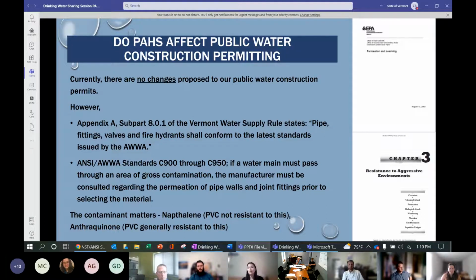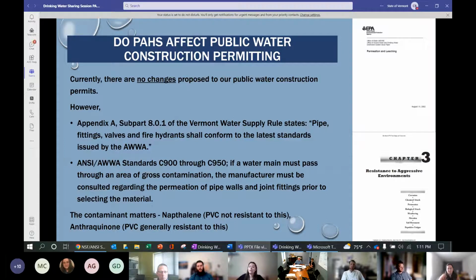However, you still need to follow AWWA standards, and the AWWA standards call out that if you need to pass through an area of gross contamination, you need to consult with the manufacturer to understand what will happen. What's the permeation? Will there be permeation through the pipe walls, joints, or fittings? Are there any other concerns about this material being in that contaminant?